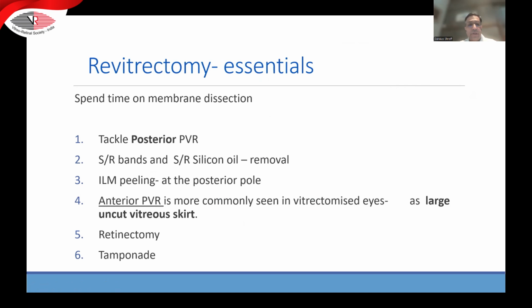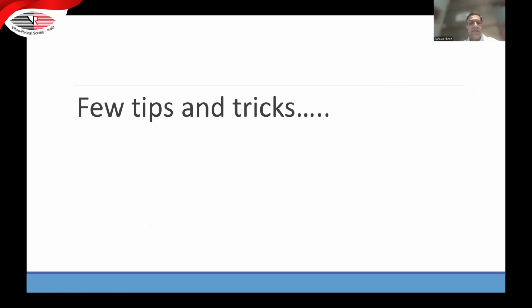When we do vitrectomy, spend some time dissecting the membrane, tackle the posterior PVR, the subretinal bands and subretinal oil if there is any; you must remove it. Do some ILM peeling at the posterior pole. This ensures that all the traction has been relieved. Anterior PVR we already spoke about in the classification. It is more seen in the vitrectomized eyes because there's a large skirt of uncut vitreous right in the periphery and anteriorly. This needs to be removed. If after all this, the retina is still contracted, go in for a retinectomy.